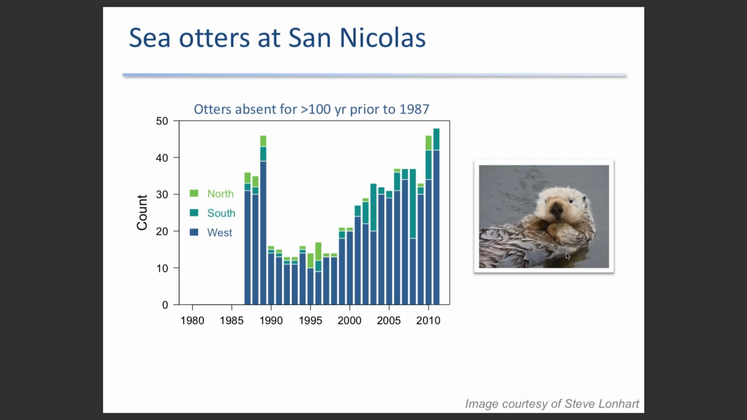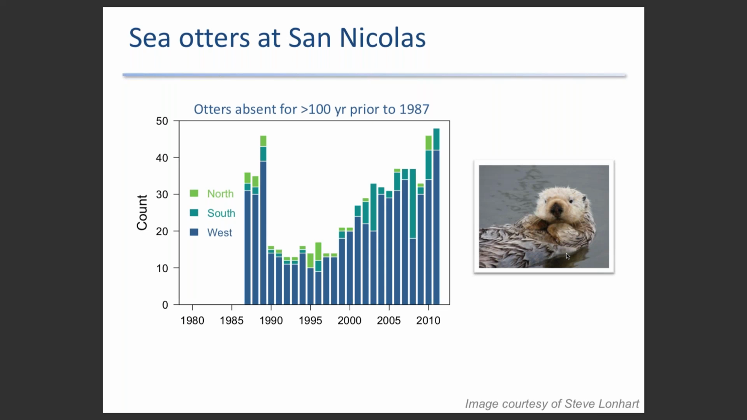Okay, what do we have here? So here's the time series of otters by north, south, and west. From this plot, you can see that almost all the otters are concentrated on the west side of the island. And previous to 1987, there had been no otters on that island for over 100 years. They'd all been decimated in the 1800s for fur by farmers because they're so cute.